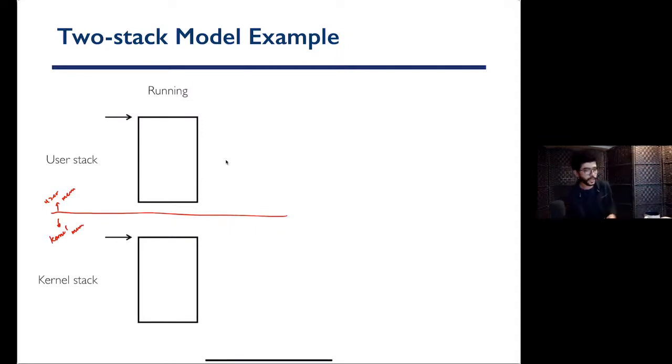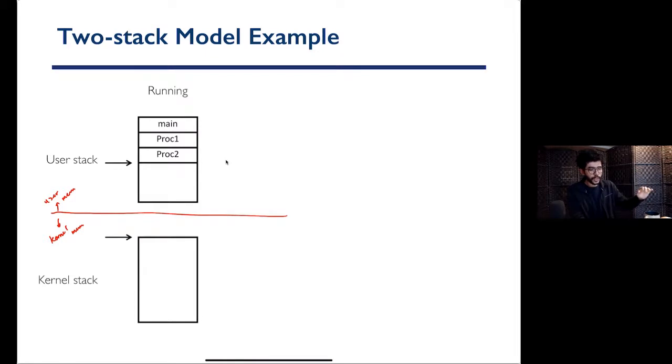So we keep the kernel stack in kernel memory. As the user code is running, we just use the user stack, like main, then let's say process 1, and then procedure 1 and procedure 2. So these are function calls. As we saw in the lecture, we're going to use the stack for function calls.